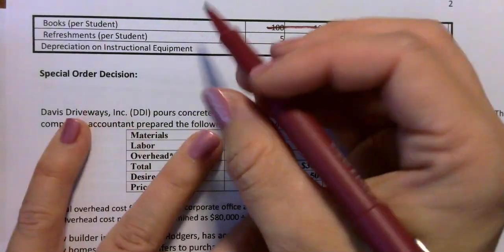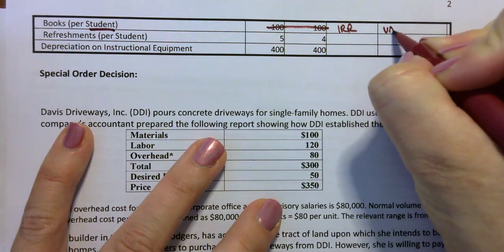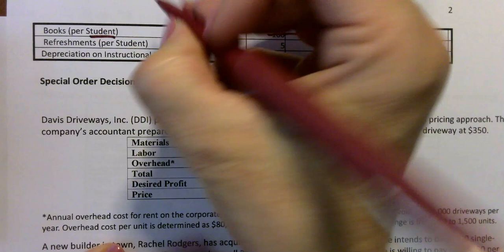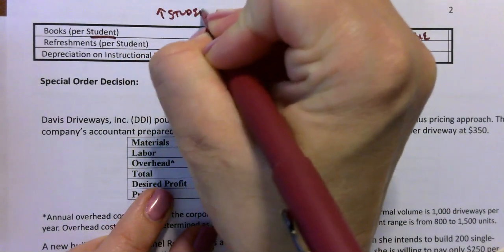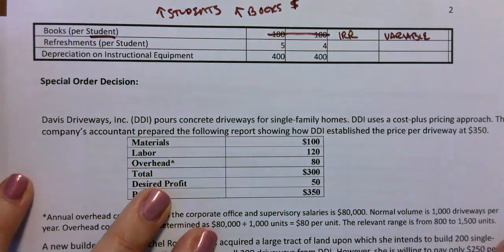Will we spend more on books if we have to get more students? If more students come in, absolutely. That'll be a variable cost. That is our activity level here. We're talking more students. Students go up, we're going to need more books, and so our book cost will go up. That is a variable cost.